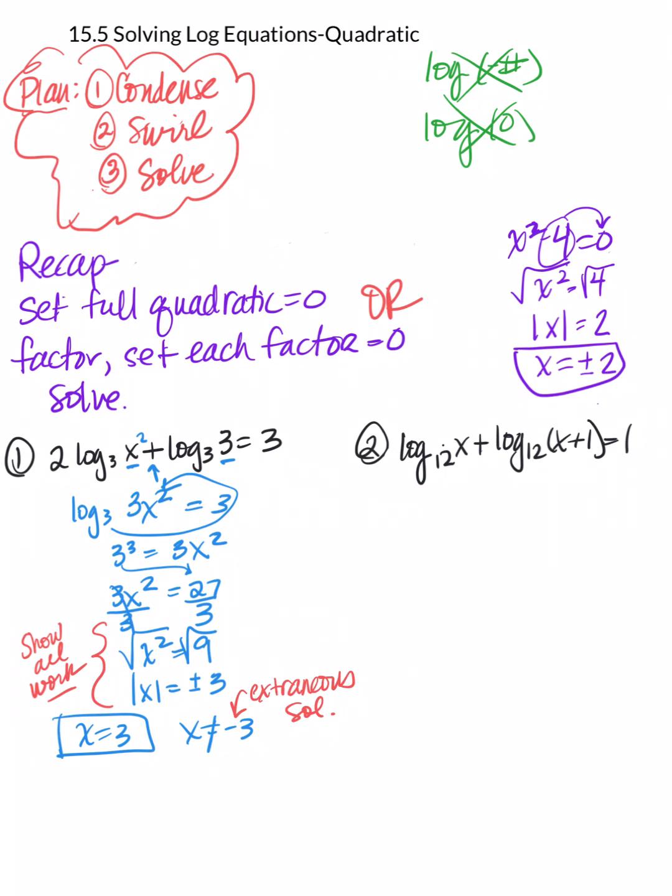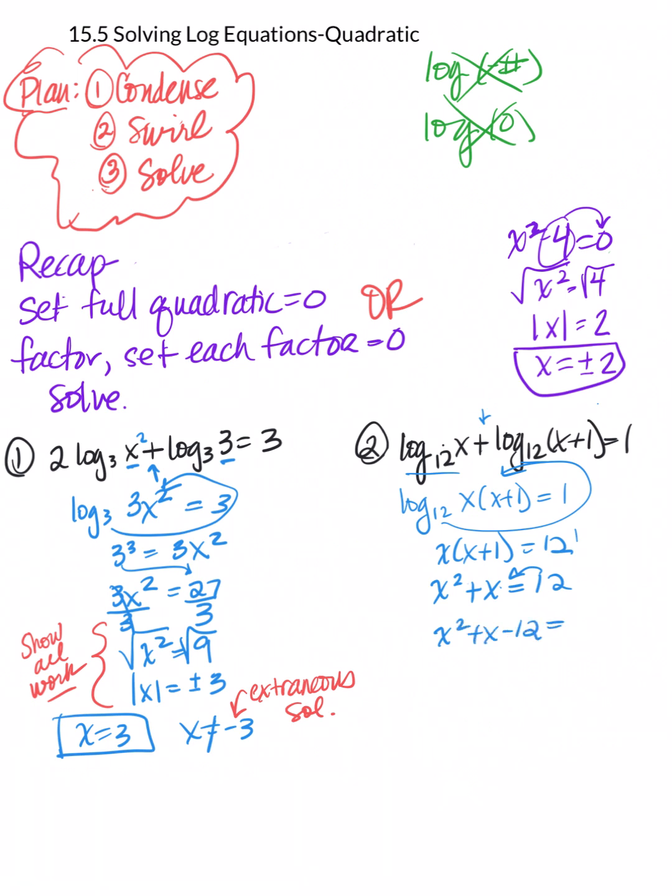Log base 12 of x plus the log base 12 of x plus 1 equals 1. So the plus sign and the same bases means I can condense to log base 12 of x times x plus 1 equals 1. Now I can swirl. So x times x plus 1 equals 12, right? 12 to the first power. Now if I distribute that out, I have x squared plus x equals 12. All right, now set it equal to 0. So we're going to move our 12 over. So I have x squared plus x minus 12 equals 0.